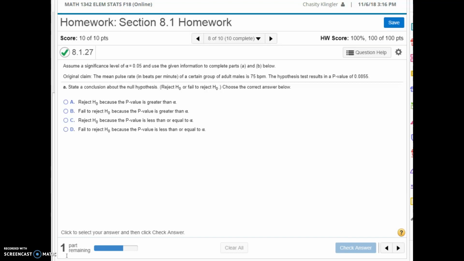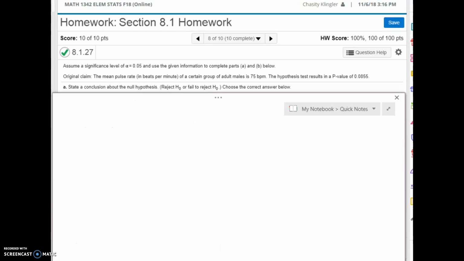So our original claim is the mean pulse rate in beats per minute of a certain group of adult males is 75 beats per minute. The hypothesis test results in a p-value of 0.0855. And so here they've already found our p-value, but we still need to go through steps 1, 2, and 3 to find our null and our alternative. So our original claim is the mean pulse rate is 75 beats per minute. That means the opposite is the mean is not equal to 75 beats per minute.